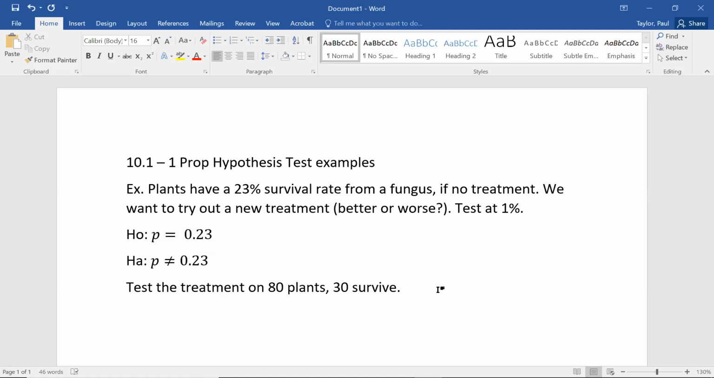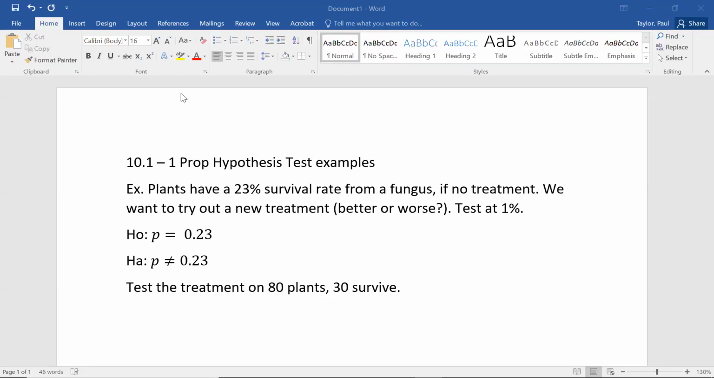Did it help enough that 23% is now unreasonable? Is there less than a 1% chance, because that's our significance level, that this result could happen if the treatment was doing nothing? Okay, so let's run our hypothesis test through Minitab. So we'll flip over to Minitab.